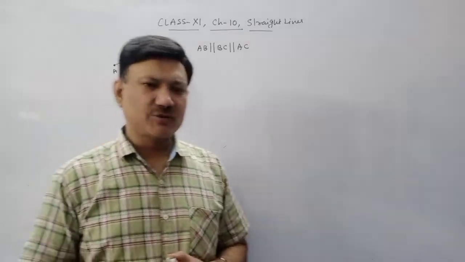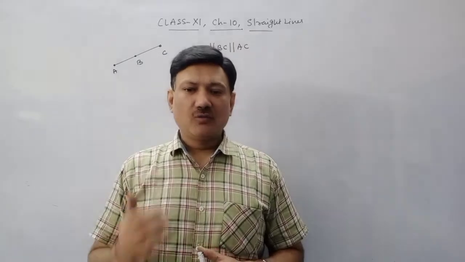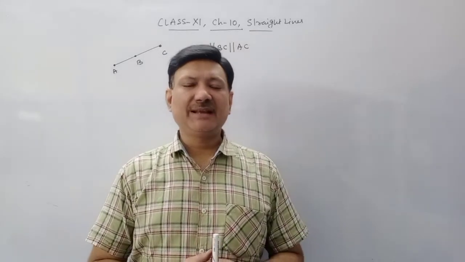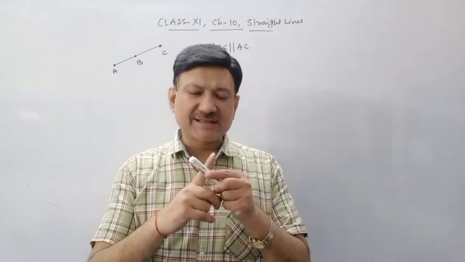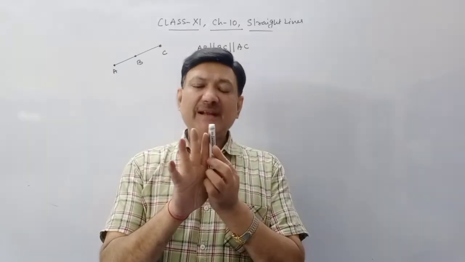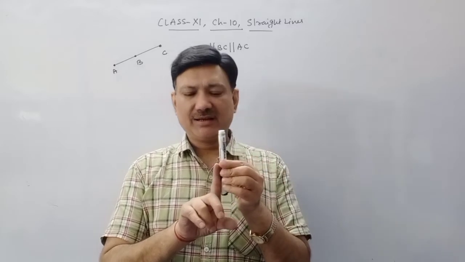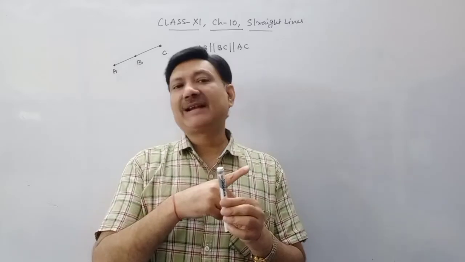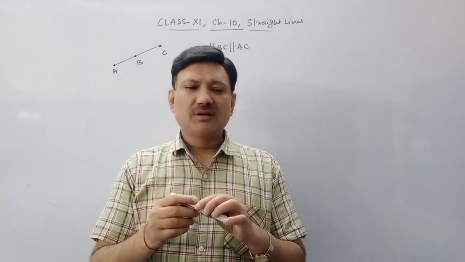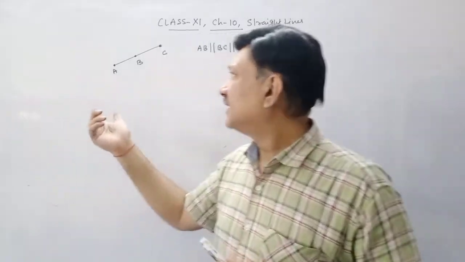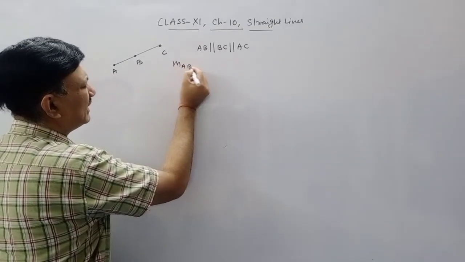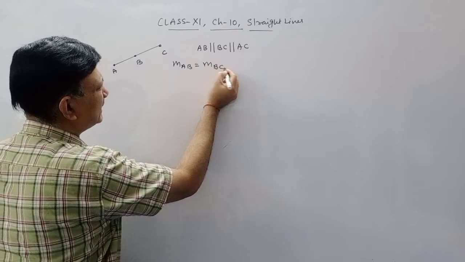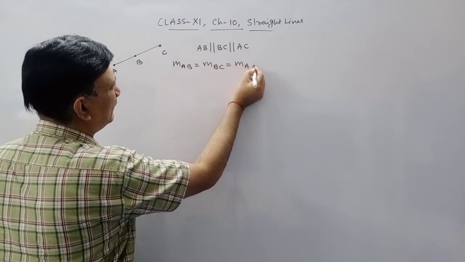यहाँ पे बहुत सारे स्टूडेंट्स को कंफ्यूजन होता है, वो कहते हैं सर पैरेलल लाइंस तो कभी मिलती नहीं है. ऐसा नहीं है ये डेफिनेशन. पैरेलल लाइंस कभी इंटरसेक्ट नहीं करती. दे कैन मीट ईच अदर, ये मीट कर सकती हैं लेकिन इंटरसेक्ट नहीं कर सकती हैं. सो AB is parallel to BC, parallel to AC. That means slope of AB is equal to slope of BC is equal to slope of AC.